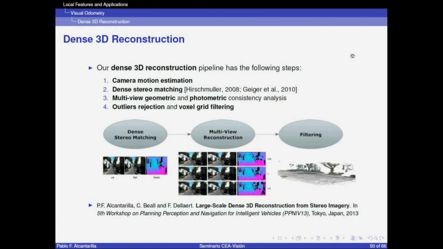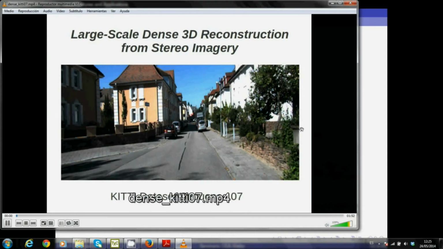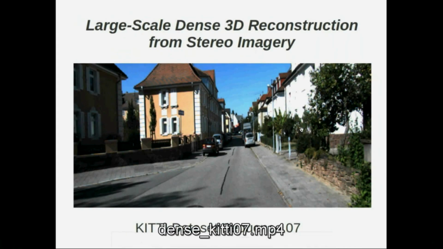So at the end of the process, what you can get is some results, as I'm going to show in this video. The first frames of the video just show the frames from the left image of the camera that is mounted on the vehicle that is acquiring the images. So at the same time that it's acquiring the images, we can perform incremental motion estimation and use that motion to build a dense 3D model of the scene.